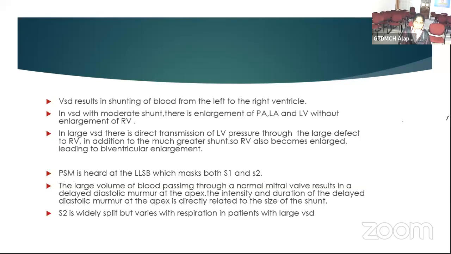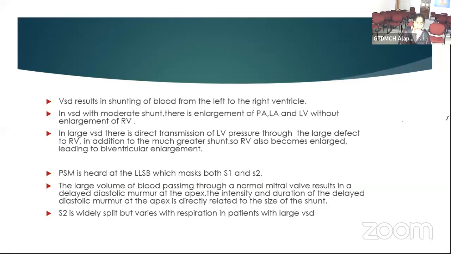Towards the end of systole, the left ventricular pressure falls below the aortic pressure, so that the aortic valve closes, causing A2. But at this time, the left ventricular pressure is still higher than the RV pressure, so the shunt across the ventricular septal defect continues. So the murmur also continues.